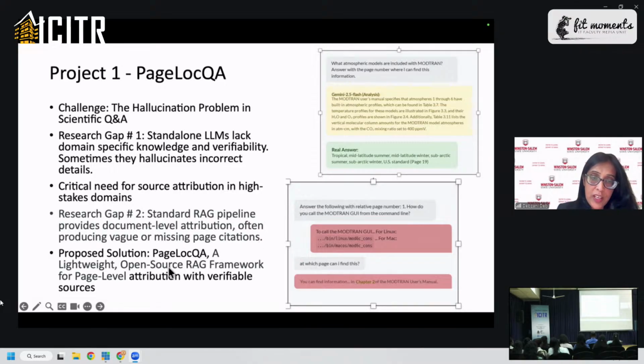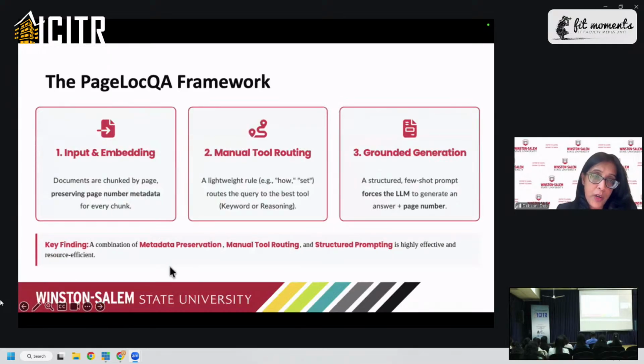So the proposed solution is PageLog QE, that's the system that we named. That is a lightweight open source RAG framework for page level attribution with verifiable sources. So let's see how the PageLog QE framework is actually working. Basically the documents are chunked into 500 character segments with 100 character overlap. Each chunk gets tagged with its page number. That is the key over here. Whenever we are chunking the document, we also keep the page number along with the chunk.